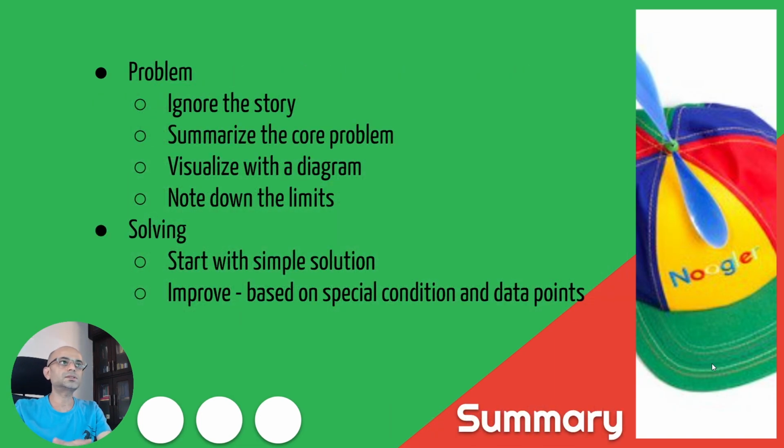So to summarize, we looked at the Kickstart problem and how you can ignore the story in that problem so that you can summarize the core problem and visualize it with a diagram. You will note down the limits defined in the problem, which will help you for the implementation. And while solving it, you should always start with a simple solution, and you can improve upon it based on the special conditions of the data points that you see in the description, or how you come up with some test cases.